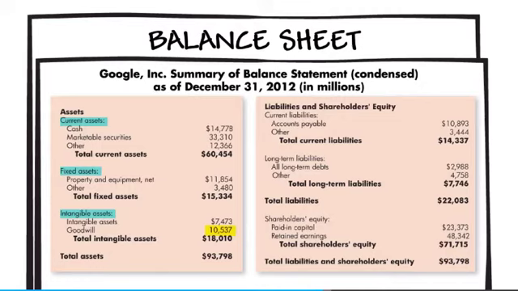Google also categorizes its liabilities as current or long-term, with current liabilities being due within the year. You can see that Google's total assets of $93,798 million are exactly equal to the sum of Google liabilities of $22,083 million and Google's shareholders' equity of $71,715 million, reflecting the accounting equation which underlies everything in accounting.